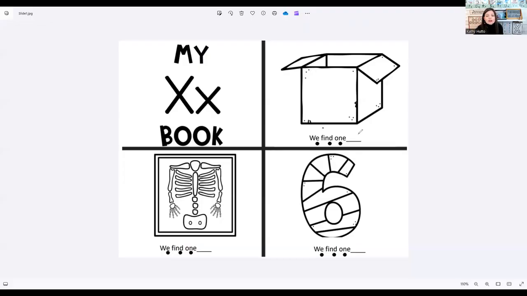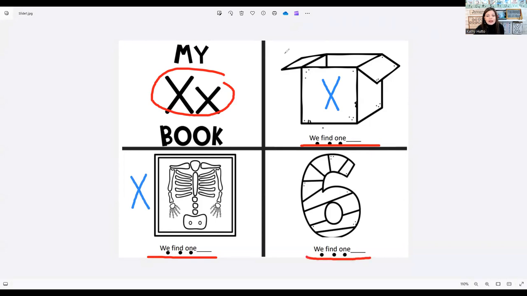Let's read our My X book. It has those sight words. We find one. Everything on this page is going to either start with X or end with X. Ready to read? We find one box. Good job. We find one X-ray. Last one. We find one six. Number six. You did a great job today reading our sight word reader.